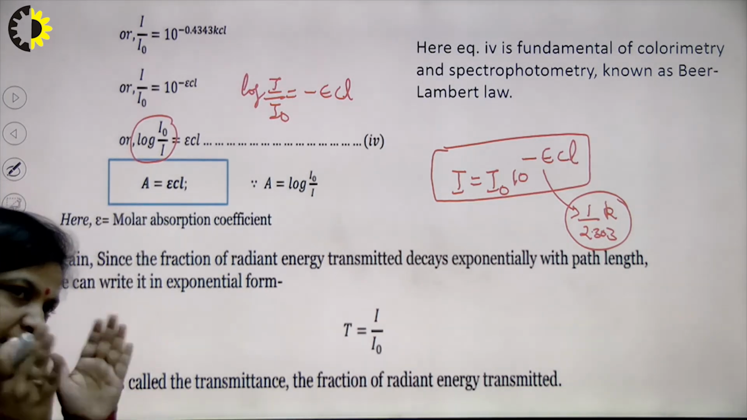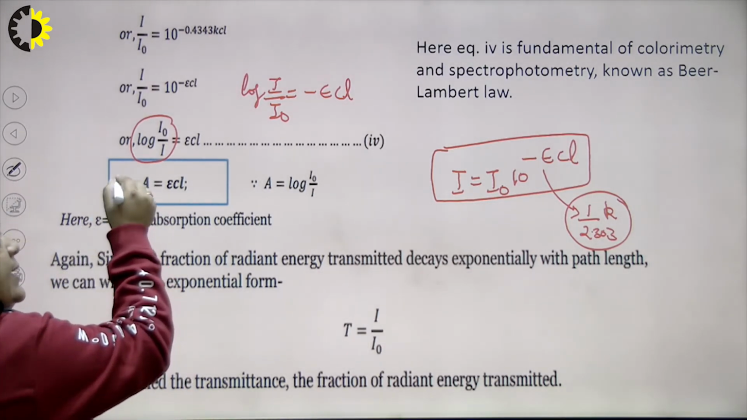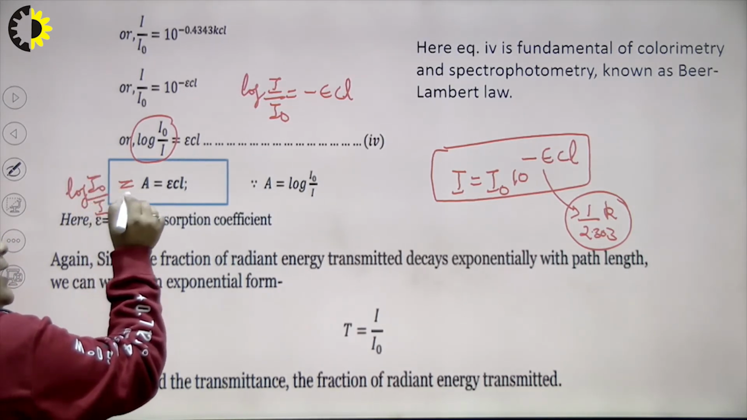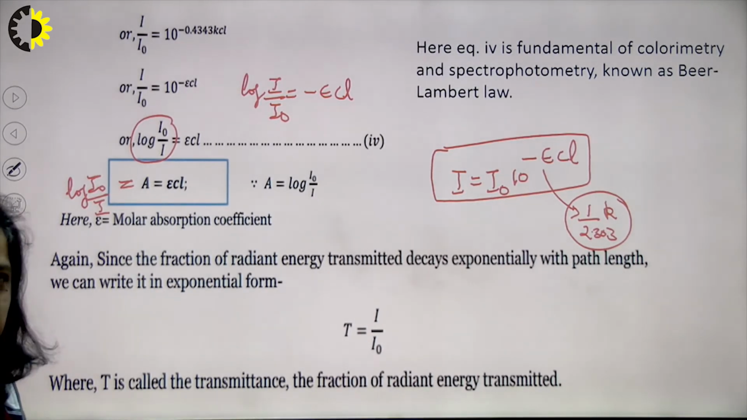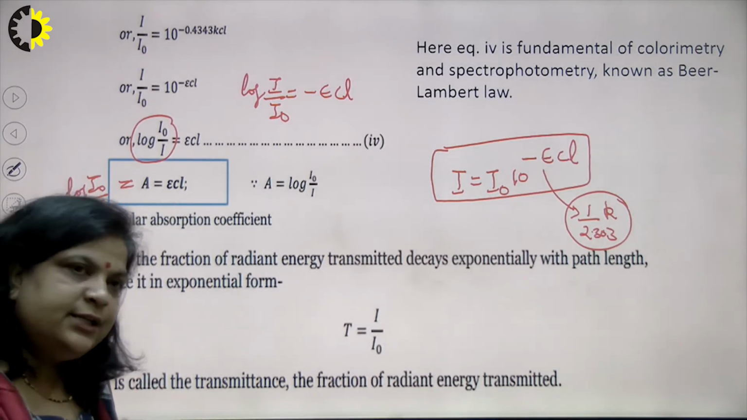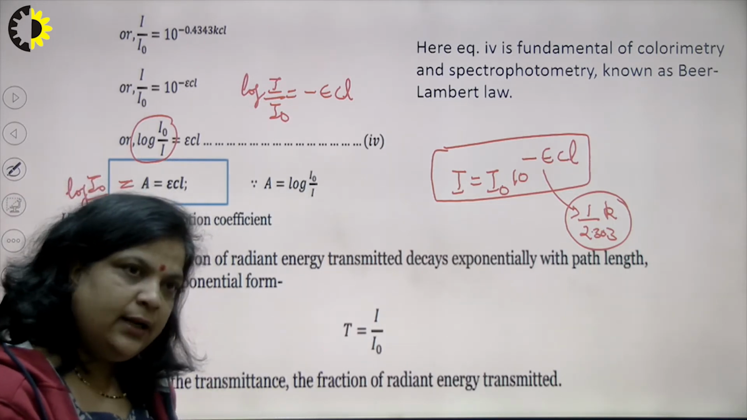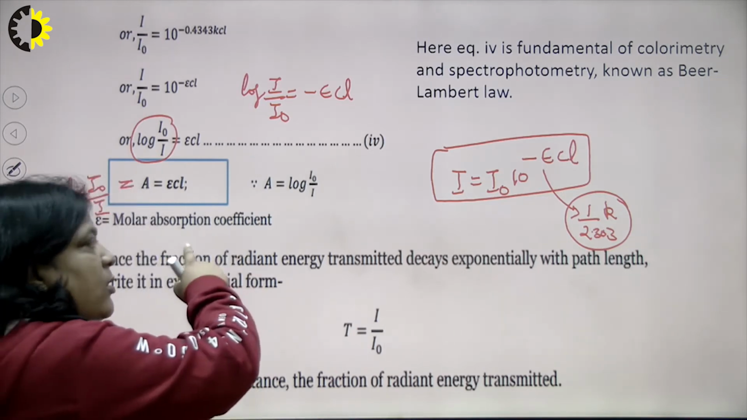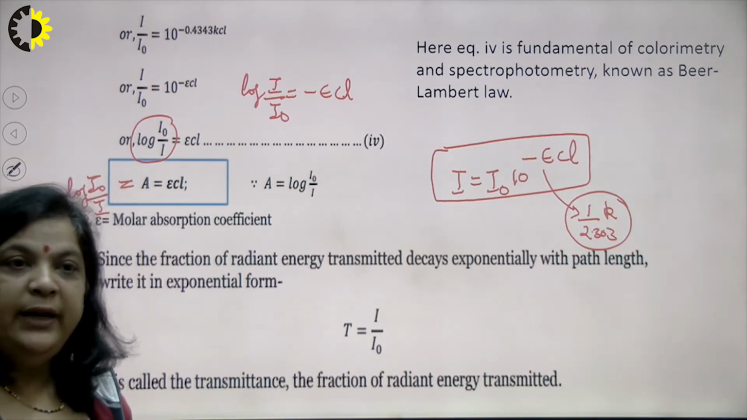So what is the basic form of Beer-Lambert law? Beer-Lambert's law is absorbance, that is log of I naught upon I, is equal to epsilon, the molar absorption coefficient or absorptivity, into concentration. Concentration may be in gram per liter or mole per liter. If we take gram per liter, this is called absorptivity. If we take mole per liter, then it is called molar absorptivity, into L. L is the path length or thickness of the medium.